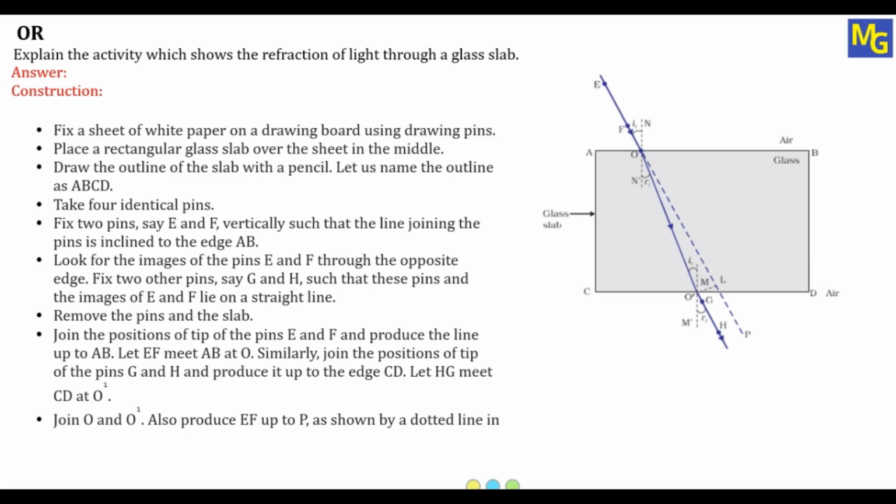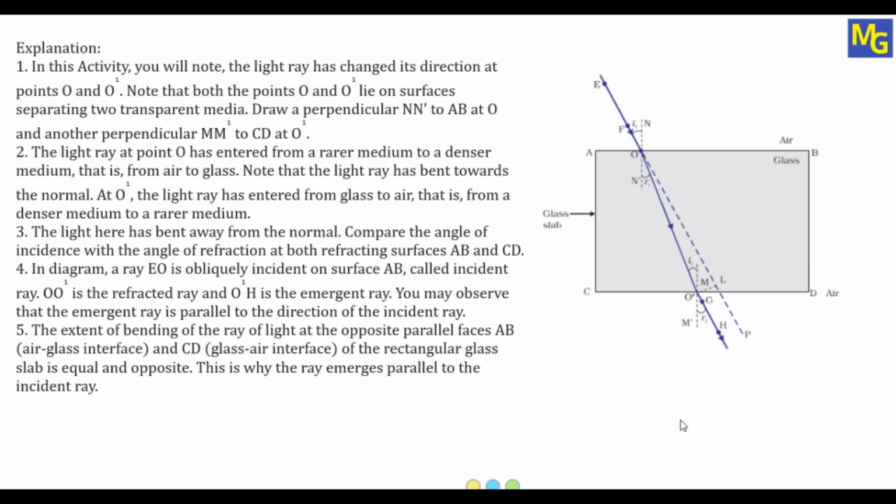Now we will see why all this bending takes place. Now we will see the explanation of this whole activity. In this activity, you will note that the light ray has changed its direction at points O and O dash. So see this light ray which is coming straight. Once it reaches O, it bends like this. If you focus, here it is straight and it has bent like this. Now, even if you focus at O dash, when the line comes straight like this, once it hits here, it goes like this. So see a little bit of bending. So at O dash also it is bending, and at O also it is bending.